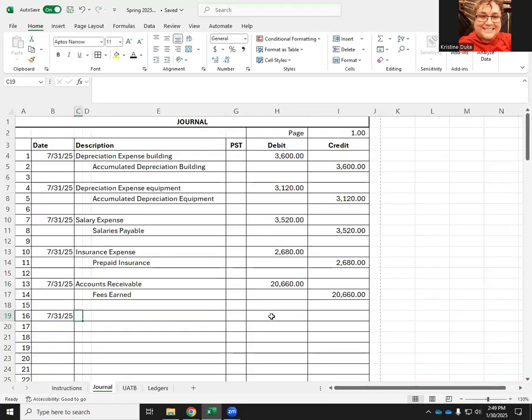So 2,210 minus 660. I must have used $1,550. So this is going to be my supply. Did I put supply expense? Or did I just put supplies? Nope, I put supplies expense. And this is going to be my supplies.